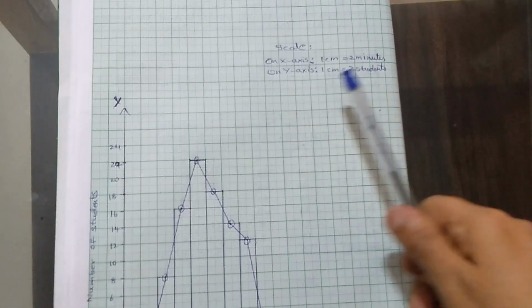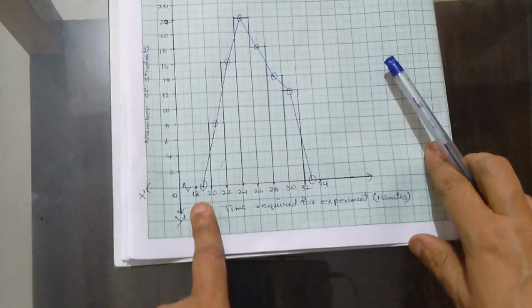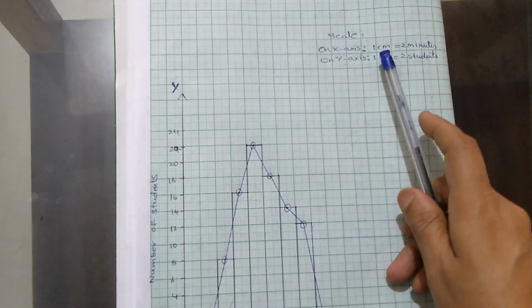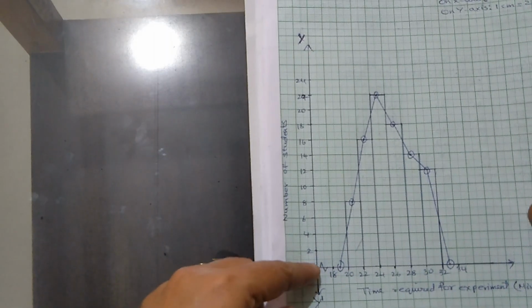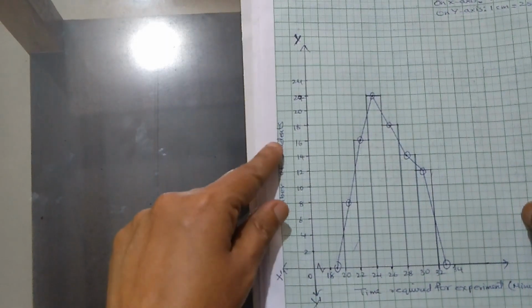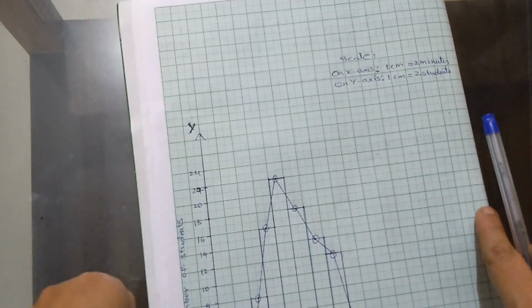Scale I have taken on x-axis 1 centimeter. So difference between them, 20 minus 18 is how much? 2 minutes. So on x-axis 1 centimeter is equal to 2 minutes, and on y-axis we have taken 1 centimeter is equal to how much? 2 students. So on y-axis 1 centimeter is equal to 2 students.